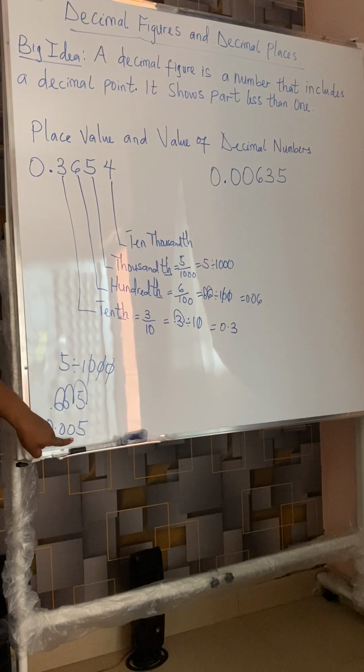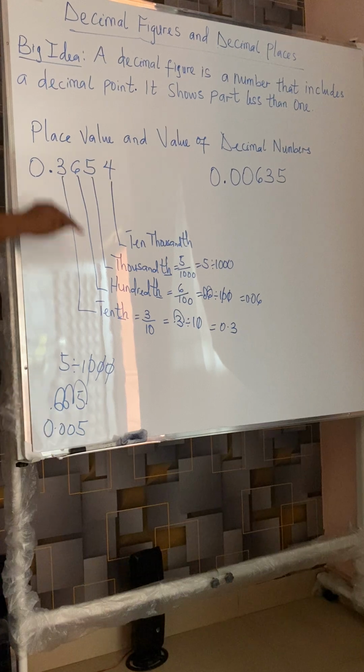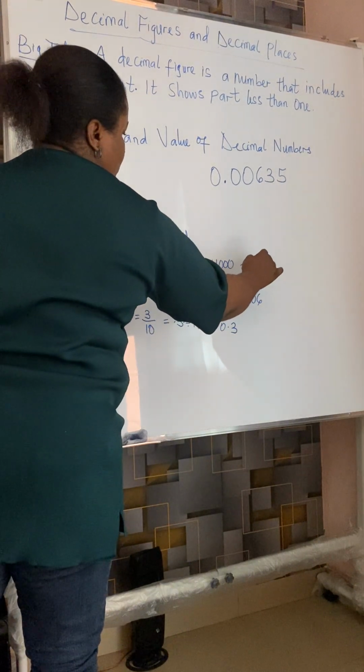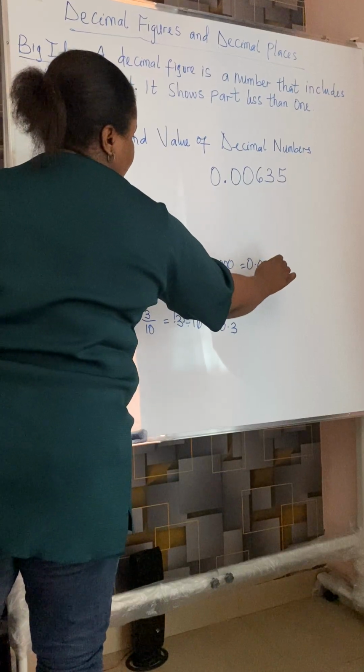The 10th, the 100th, and the 1000th. The 1000th, so that this is 0.005.